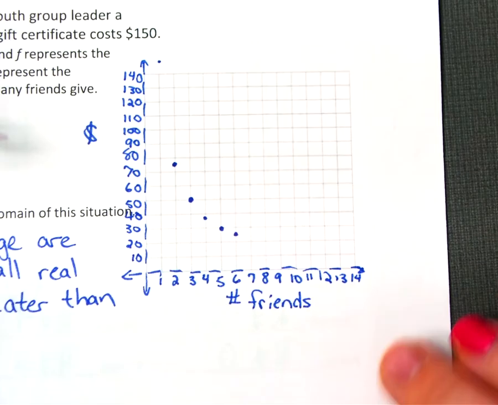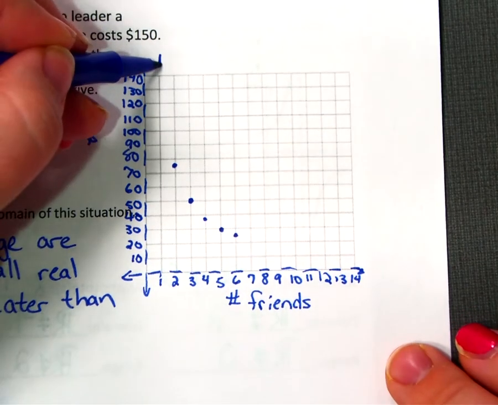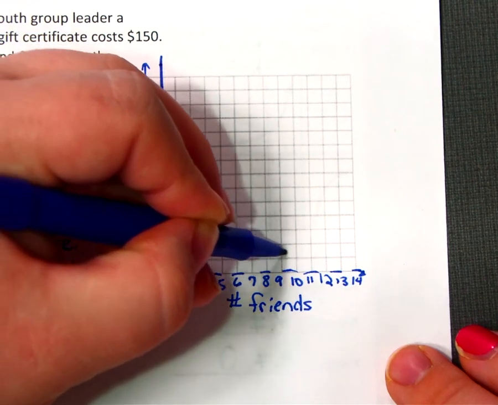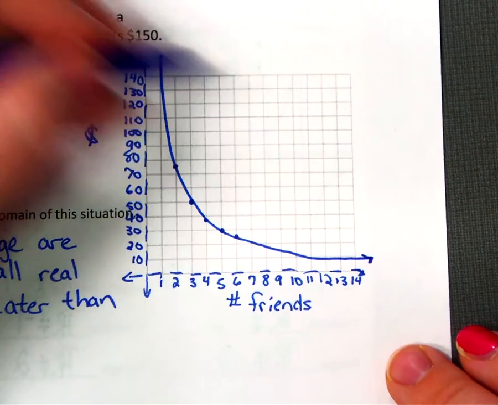And you can start to see the shape of our hyperbola. You need to make sure again that we are not going to touch or cross the asymptote.